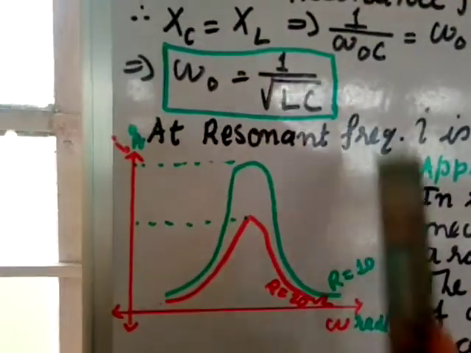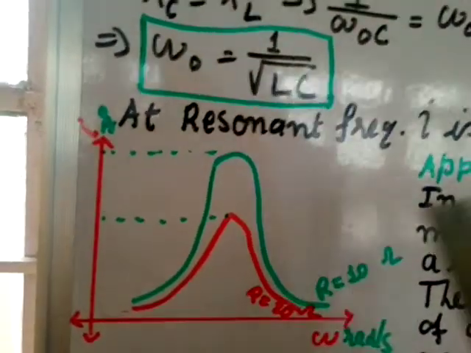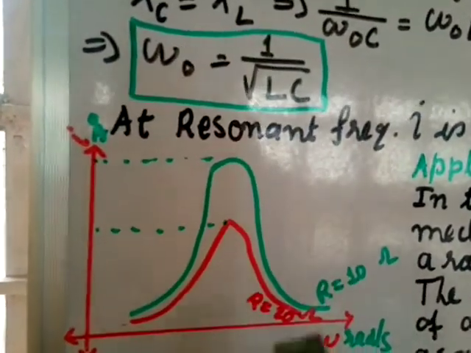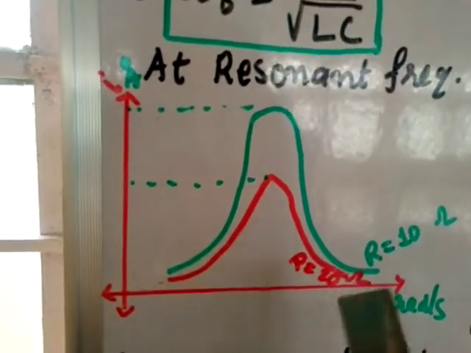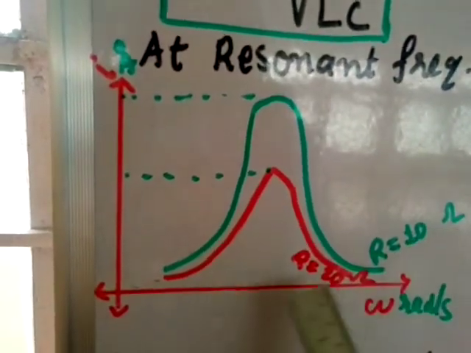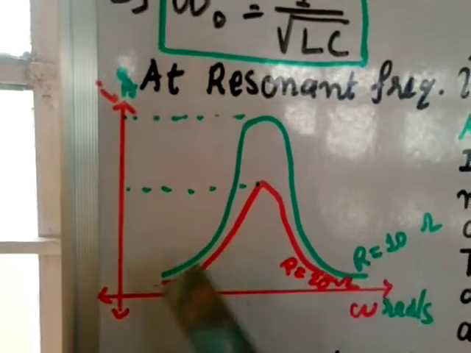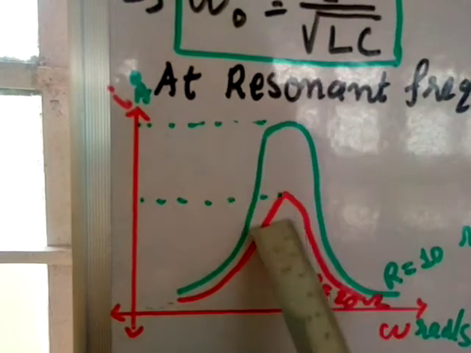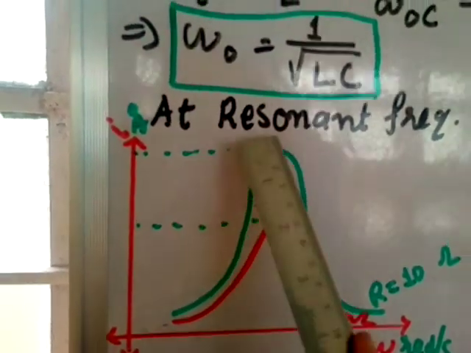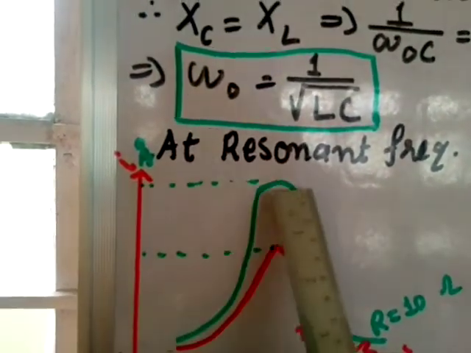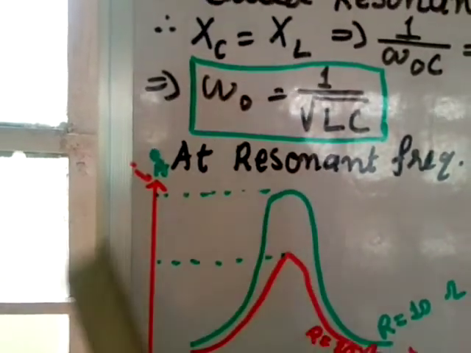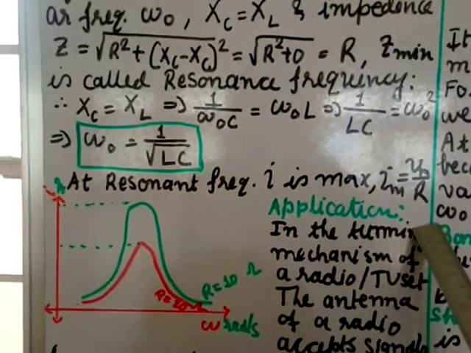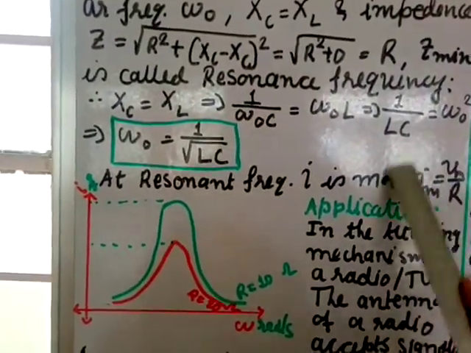I have drawn a diagram here. At resonance the circuit is only a resistive circuit, which means the current depends only on R. Here I have taken R equal to 10 ohm, and here R equal to 20 ohm. When R is small, the current is maximum. Here R is greater, so the current is less. The maximum current becomes less if R is higher, and becomes more if R is small, because the current depends only on the resistor. So Im = Vm/R, and it is maximum.